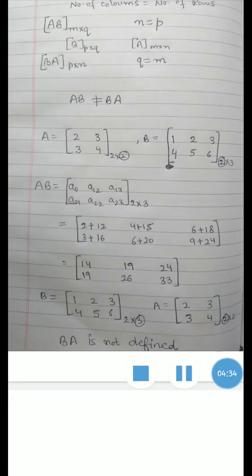Similarly, now if I want to multiply BA, I will write B before A. B is a matrix of order 2 by 3 and A is a matrix of order 2 by 2. So you can see that the number of columns in matrix B is 3, whereas the number of rows in matrix A is 2. So the number of columns in the first matrix is not equal to the number of rows in the second matrix. So BA is not defined here. Clear?